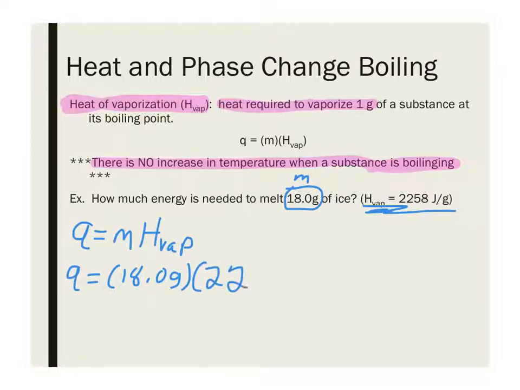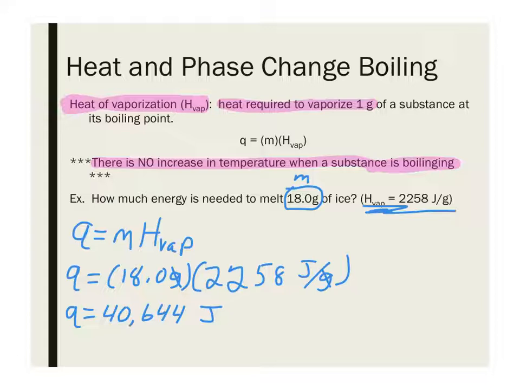2,258 joules per gram. Again, this is something you'll either be able to look up or be given. All right. Happily enough, the grams, once again, are going to cancel out. And I just do the simple multiplication. I take 18.0, type it into my handy-dandy calculating device, multiply it by 2,258, I get 40,644 joules.